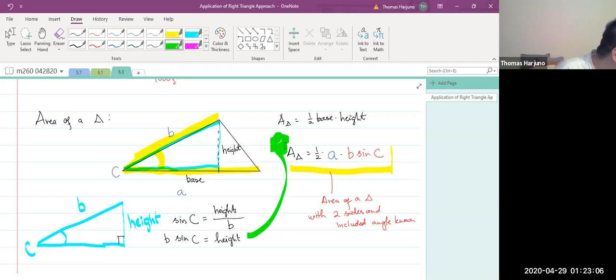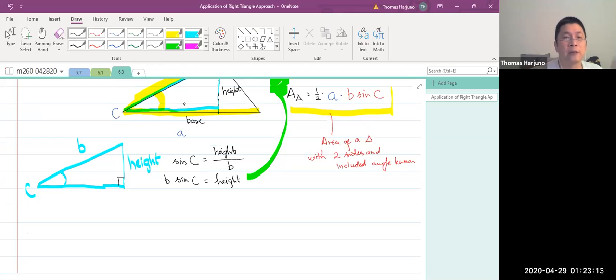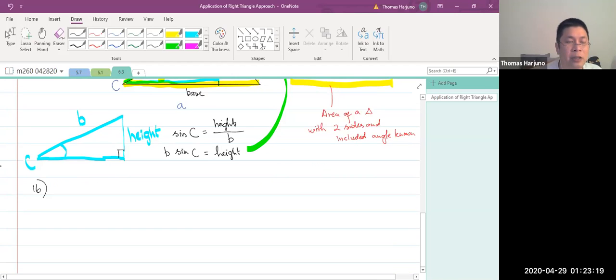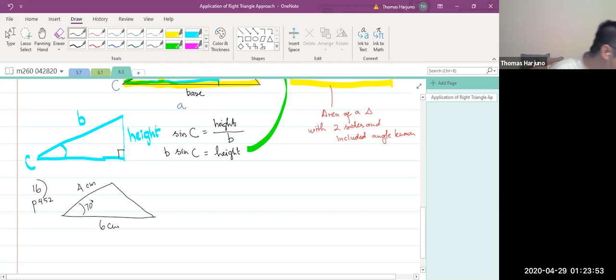Suppose I use this formula in number 16, number 16 on page 452, in section 6.3. So I have a triangle whose two sides are 4 centimeters and 6 centimeters, and the included angle is 70 degrees. The question is, find the area.